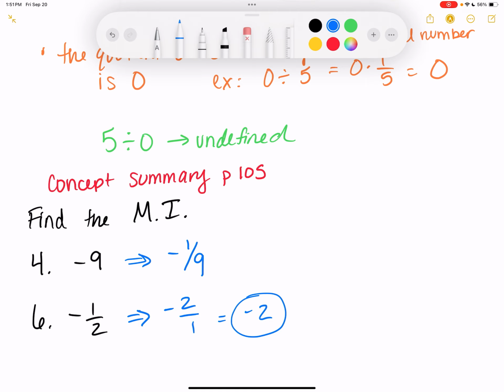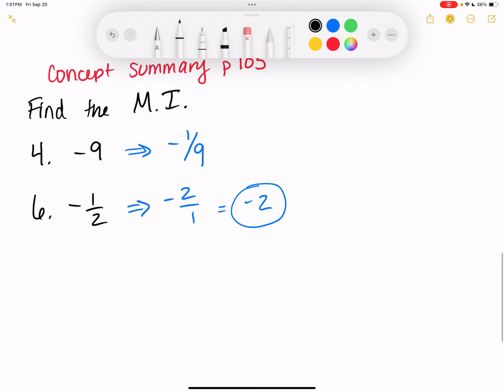This is an interesting one. What if I have negative 2 and 2/5, and I want the multiplicative inverse of that? Any idea what I would need to do first? Improper fraction. Okay, what would that improper fraction be? Negative 12 over 5. So what would my multiplicative inverse be? Negative 5 over 12.